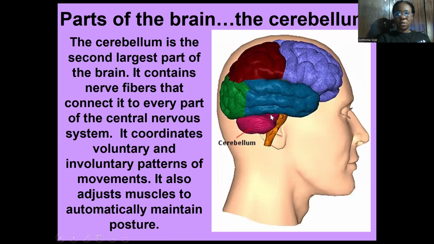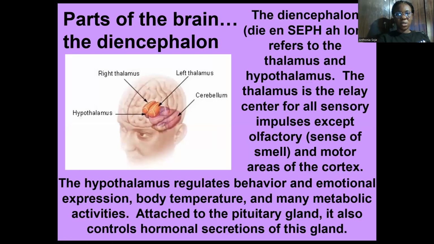This is the cerebellum. It's the second largest part of the brain, but it's still quite small in comparison to the cerebrum. It contains nerve fibers that connect it to every part of the central nervous system, and it coordinates voluntary and involuntary patterns of movement. It also adjusts muscles to automatically maintain posture. So in diseases of the cerebellum, one of the problems they will have is posture. It's difficult for them to control posture and coordinate movements.